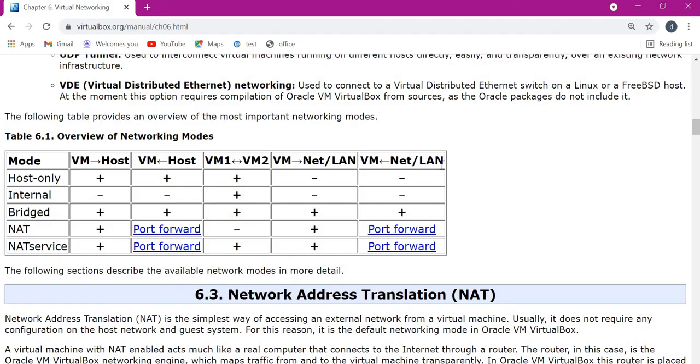So this table shows the summary. Let's start with NAT mode. Here, the VMs can connect to the host, and the host can connect to the VM via the port forwarding feature.